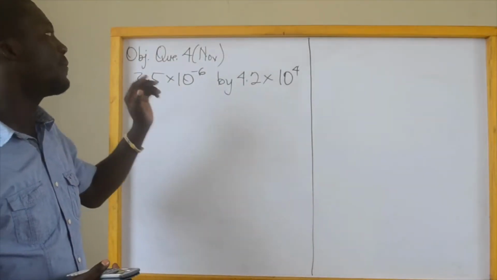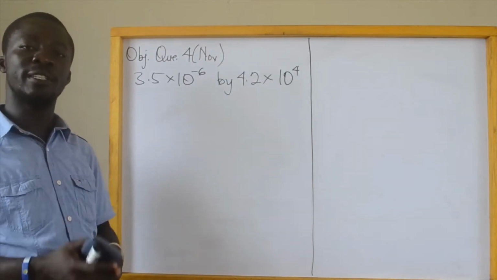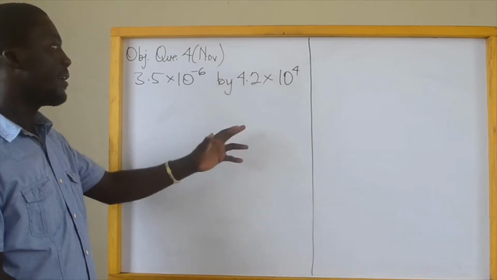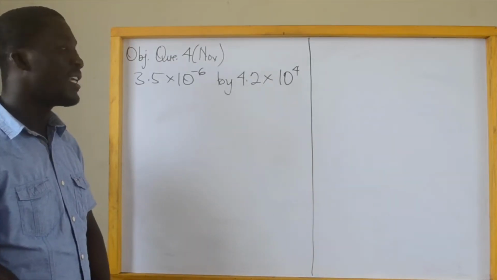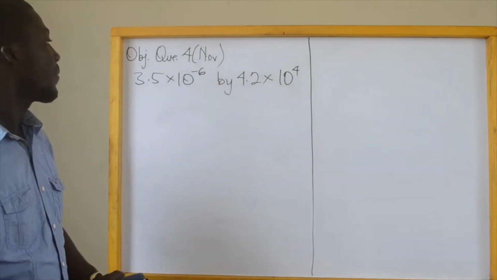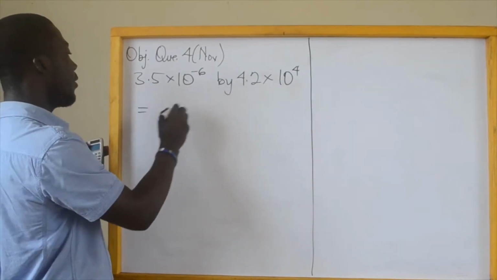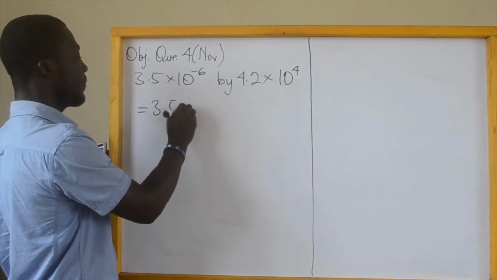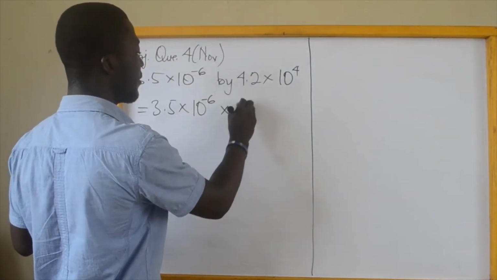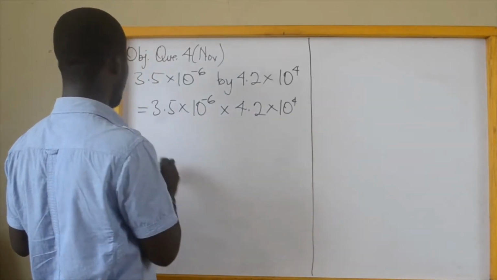In our objective question for November, it is saying that we are to multiply 3.5 times 10 raised to the power negative 6 by 4.2 times 10 raised to the power 4. So we can rewrite the whole of this as 3.5 times 10 raised to the power negative 6 times 4.2 times 10 raised to the power 4.